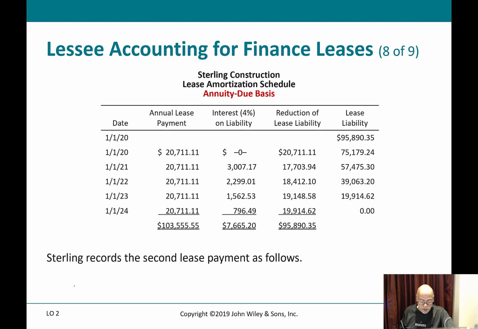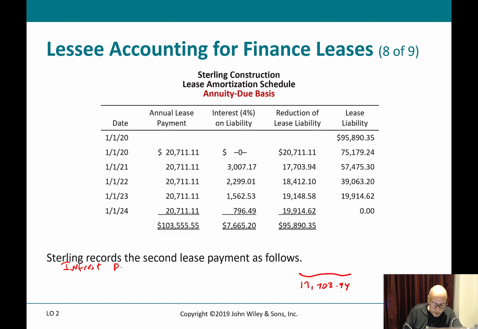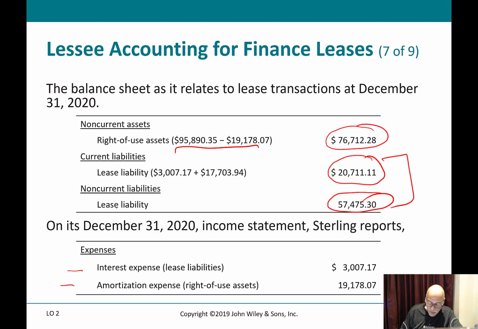Now we continue on making the payments, and this is a little irritating. I really think that the textbook should have been a little more careful here. This should be $17,703.94 that goes to the lease liability. And then remember, at December 31st of the previous year we set up interest payable, remember? So if we were showing interest payable, we showed that on the interest expense. Okay, we have our lease liability here.